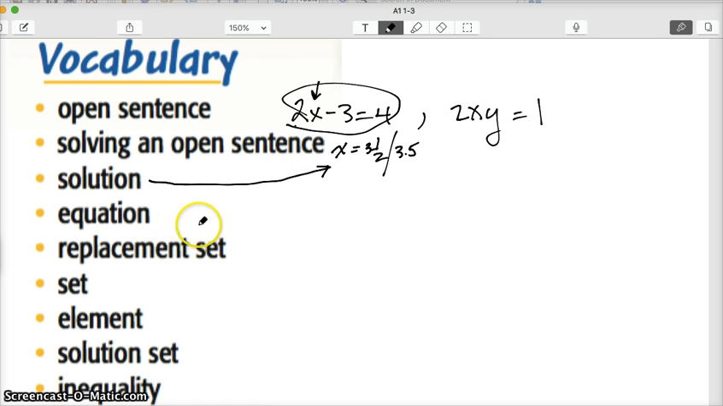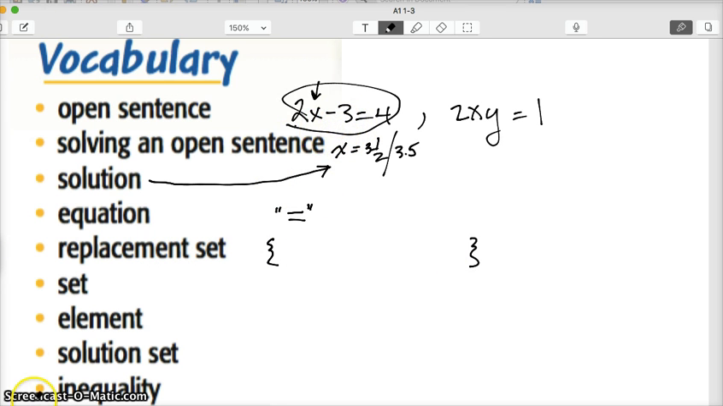The next term that we need to discuss is an equation. An equation is specifically referring to algebra sentences that have an equal sign in them. So if you've got an equal sign in an algebra sentence like we do here, these are considered equations. Sometimes in math, when you have an equation, you might have something called a replacement set. A replacement set refers to numbers that I would use to replace the variable. So a replacement set would be a set of numbers used to replace the variable.